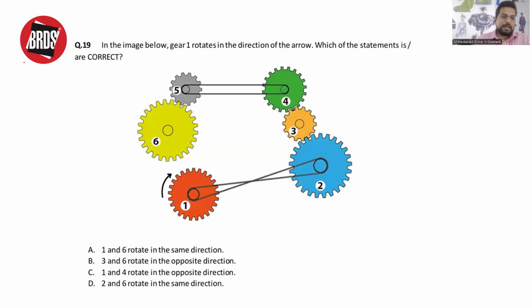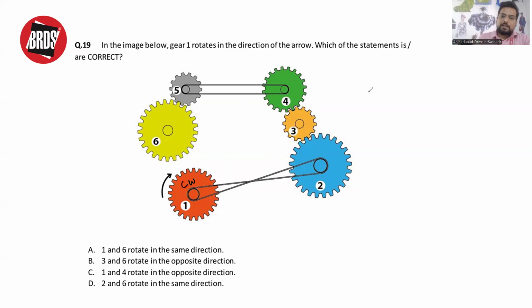Question based on the gear mechanism. Okay, in the image below, gear 1 rotates in the direction of the arrow. Which of the statement is or are correct? Again, the question based on the statement correct one. Okay, true or false the statement based on. So if it is rotating, the direction of arrow they have given us over here, so we can directly figure out that thing. This is rotating clockwise.